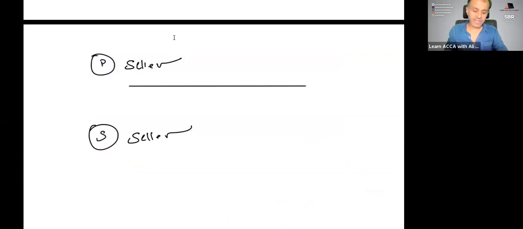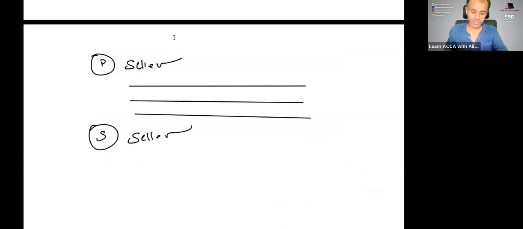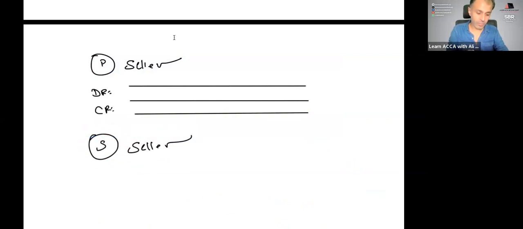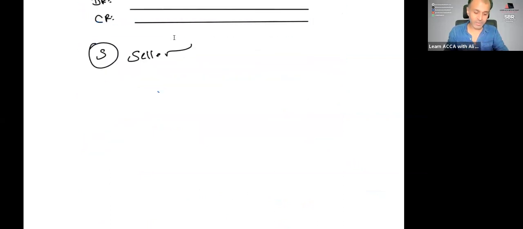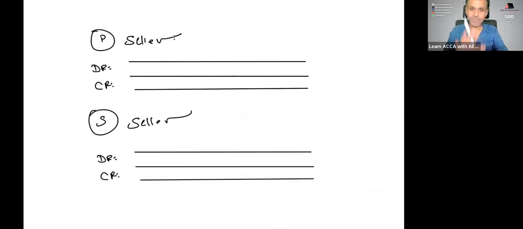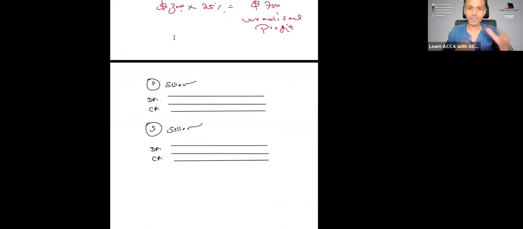So if P is the seller, what journal will there be to account for? And when the subsidiary is the seller, what will it be? There's going to be a slight difference, and you'll be able to contrast nicely because I will write both in the same space of the page. It will be nicely contrastable later on.